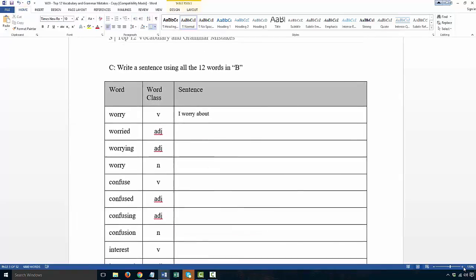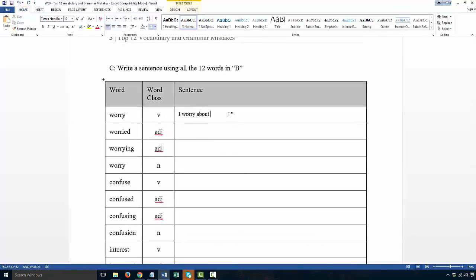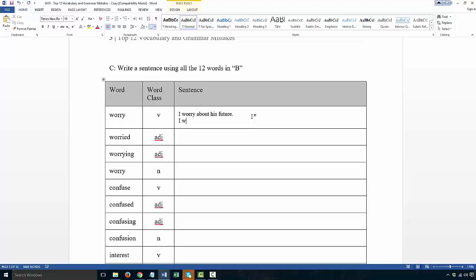I worry about his future. Maybe a mother saying, I'm worried about my son's future. Okay, so it's using the preposition about. You can also say, using a different pattern, I worry that. So I'm using the pattern with the preposition, and I'm using the pattern with that.